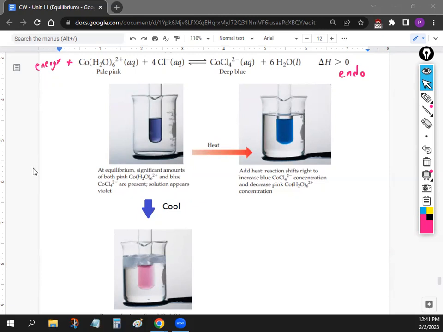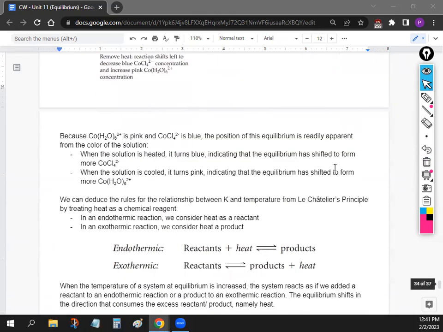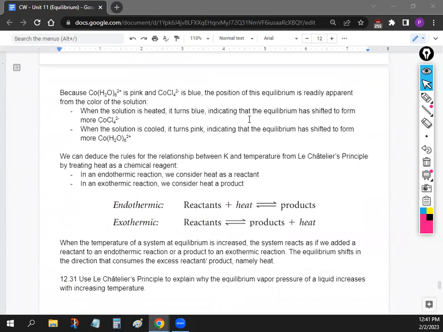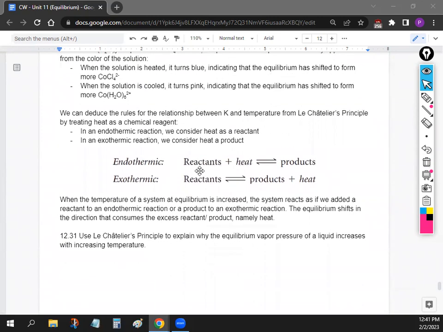Yes, it would be the inverse. So if it's exothermic and you heat it up, it'll shift to the left, and vice versa. Good question. And that's what this little thing right here is describing for you. Again, just remember, if it's endothermic, heat is a reactant, and if it's exothermic, heat is a product.